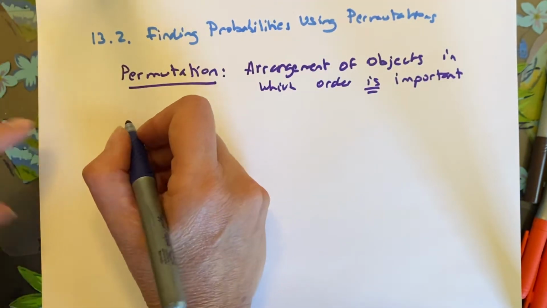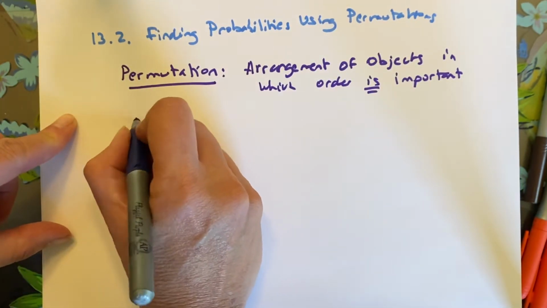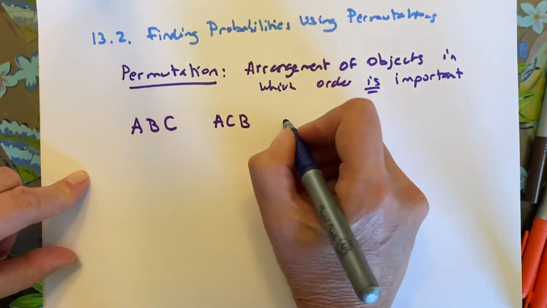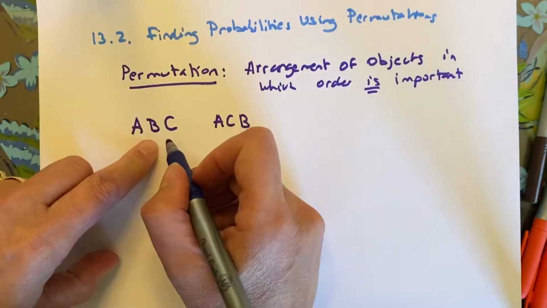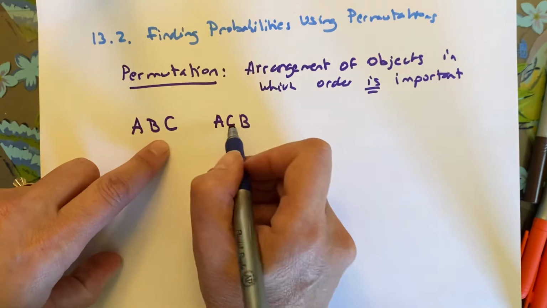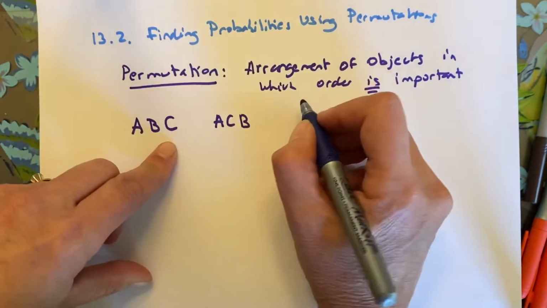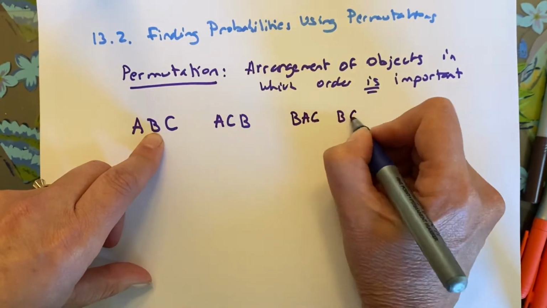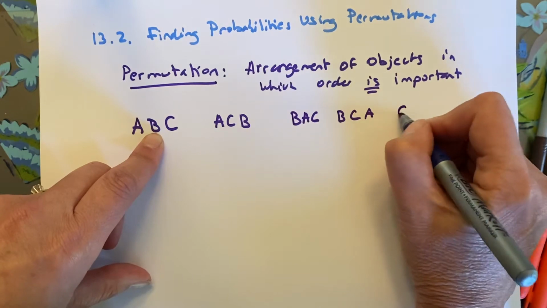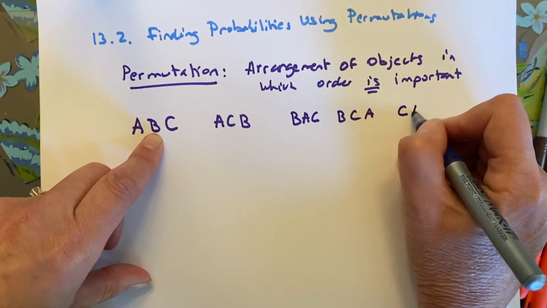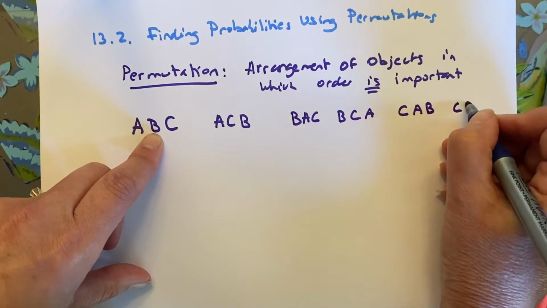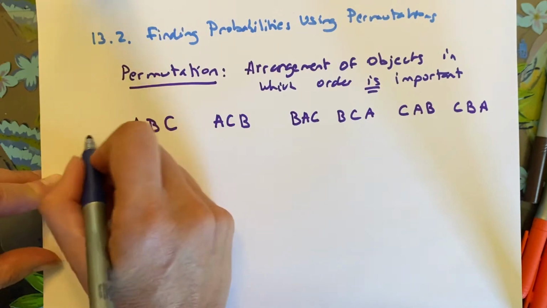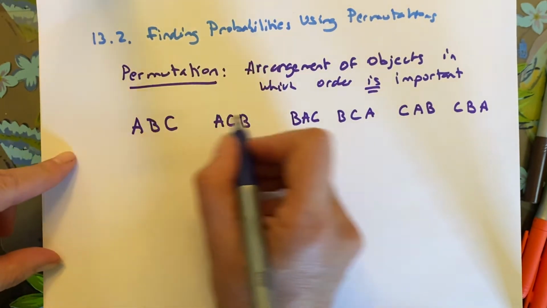So in permutations of the letters A, B, C, you have A, B, C, and A, C, B, right? You can start with A, and then you have two options. B is next and then C, or C is next and then B. You could also start with B, right? And you have two options with B. You can do A and then C, or C and then A. Same thing with C. You start with C, and then you can have A and B, or B and A. So you have 6 permutations of the letters A, B, C.